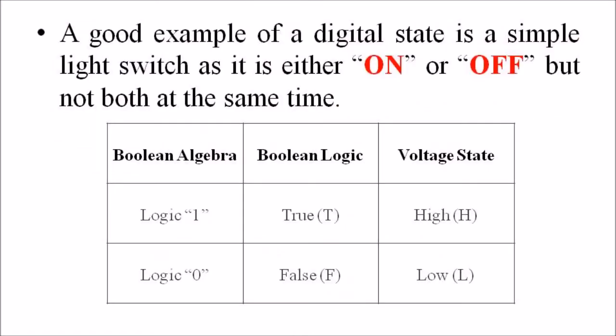A good example of digital state is a simple light switch, as it is either on or off but not both at the same time. In Boolean algebra, it is represented as logic 1 and logic 0. In Boolean logic, it is represented as true T or false F. And in voltage state, it is represented as high voltage H or low voltage L.